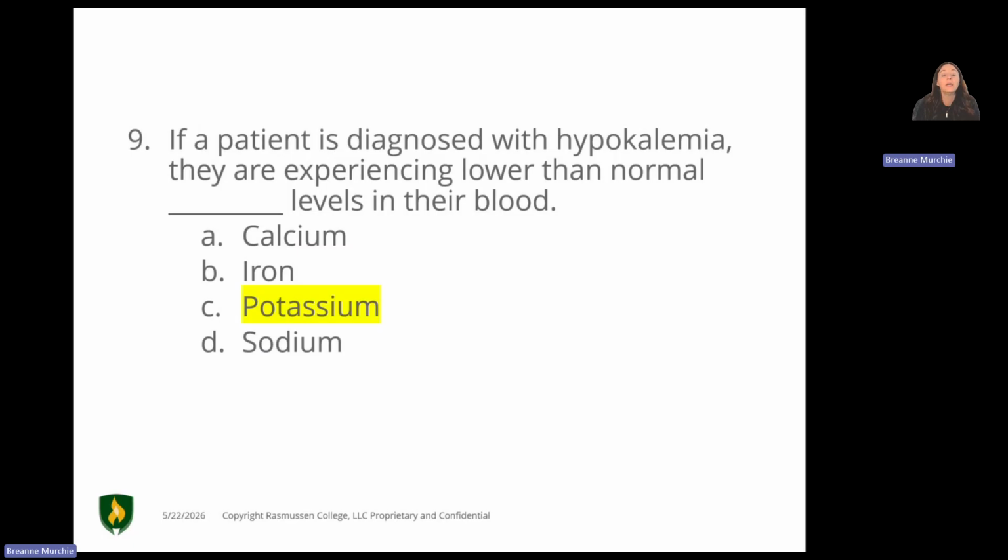So if a patient was diagnosed with hypocalcemia, we would be looking for lower than normal calcium levels. Hyponatremia would be low levels of sodium. And then anemia would be iron.